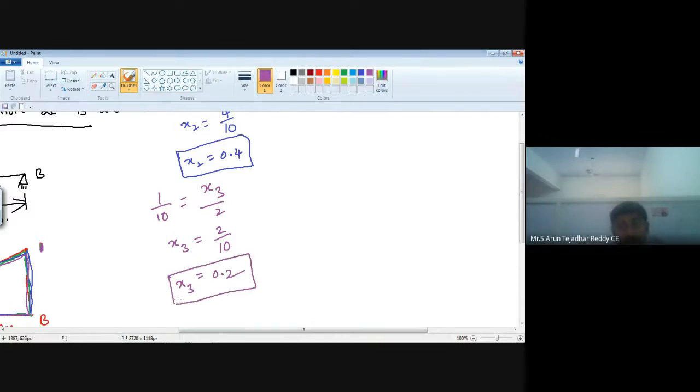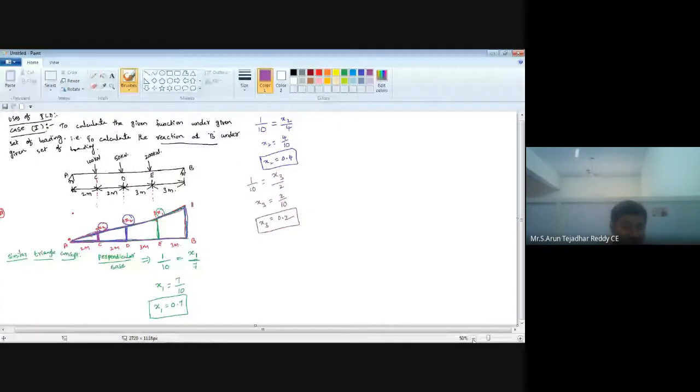So these all are the ordinate values. Why are we calculating the ordinate values? Because to calculate the reaction at B, first of all find out the ordinate values under the load only. How to find the ordinates? Under the loads only. Okay.